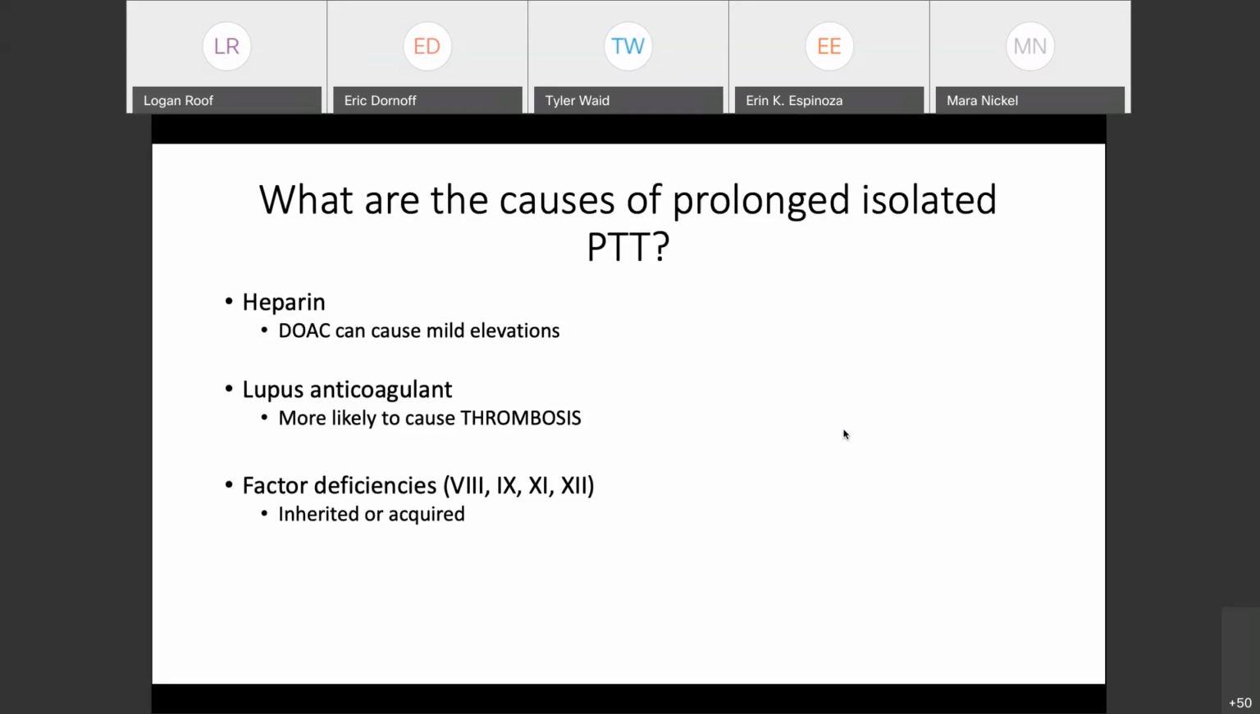And then we have factor deficiencies. So these are factors 8, 9, 11, and 12. And we'll get into why those specifically we need to think about for PTT. And these can be inherited or acquired. And then, of course, von Willebrand disease. Sometimes you'll see prolonged PTT, but that can be variable in these patients.